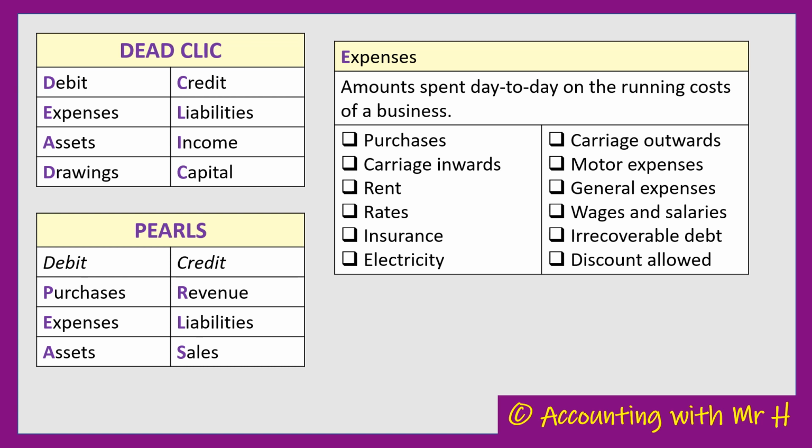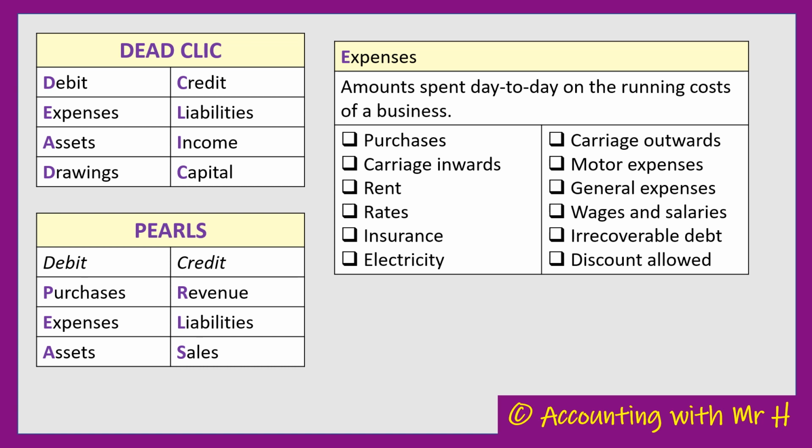So essentially the things that they're just having to keep buying. You can see some examples in that table. So purchases, a business purchases stock and then it just has to keep buying more stock because presumably they're selling it. So it just becomes a day-to-day cost. Things like rent, rates, insurance, all those bills that they have to keep paying each month, they're just part of the day-to-day running costs. On the right-hand side, you can see some further examples: motor expenses, general expenses, wages.